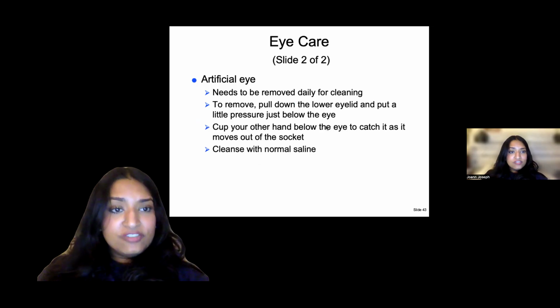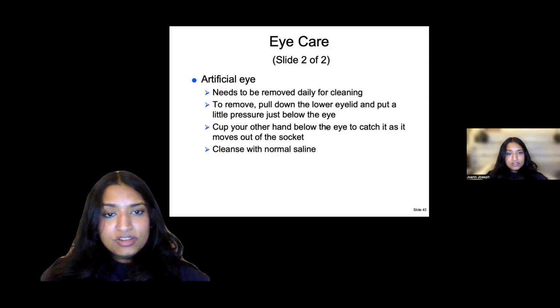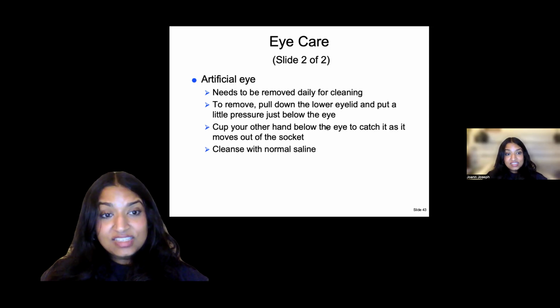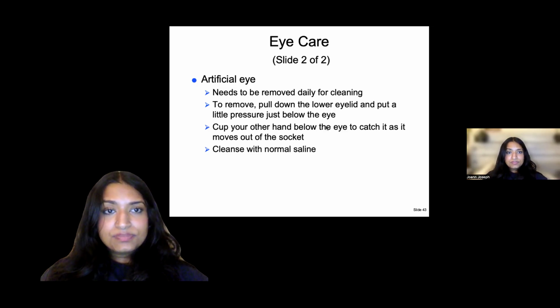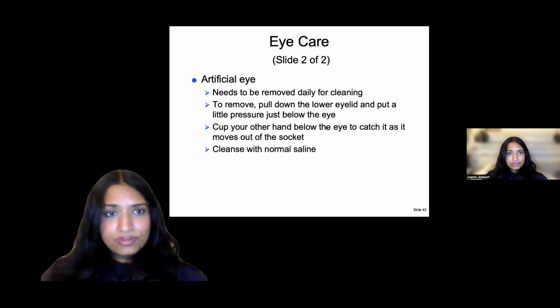doctor. So artificial eye, it needs to be removed daily for cleaning. To remove, you pull down the lower eyelid and put a little pressure just below the eye. Cup your other hand below the eye to catch it as it moves out of the socket. Cleanse with normal saline. So some patients will have artificial eyes. I've seen it myself.